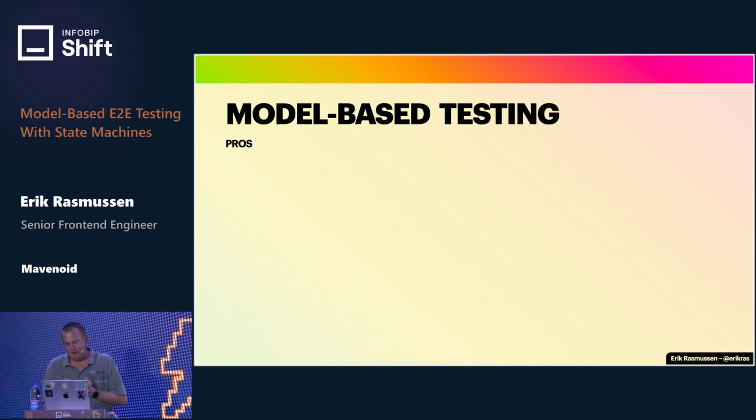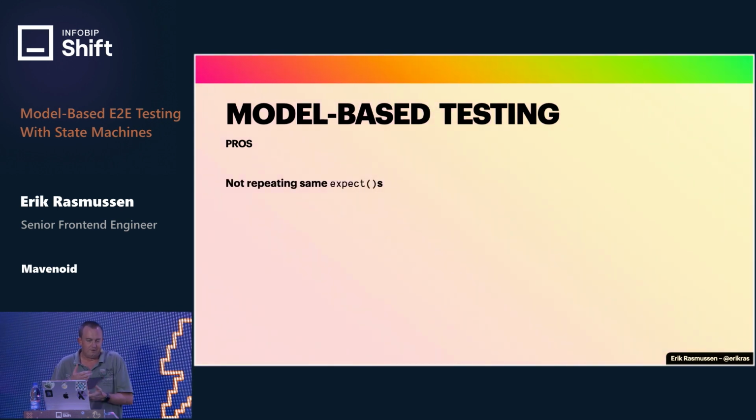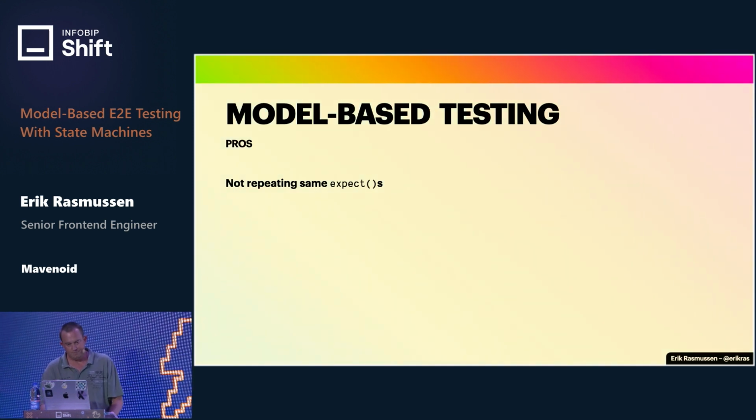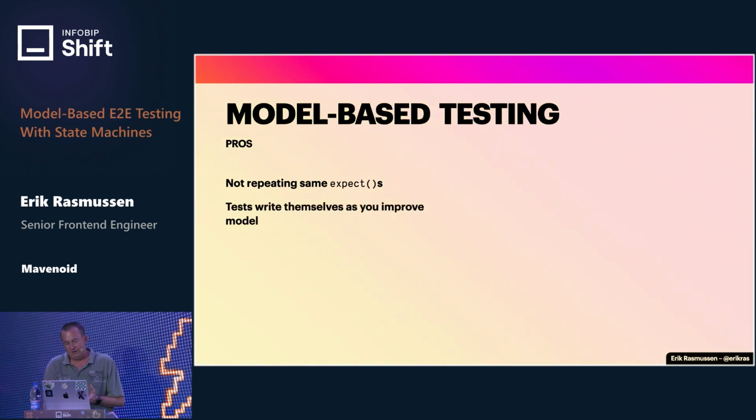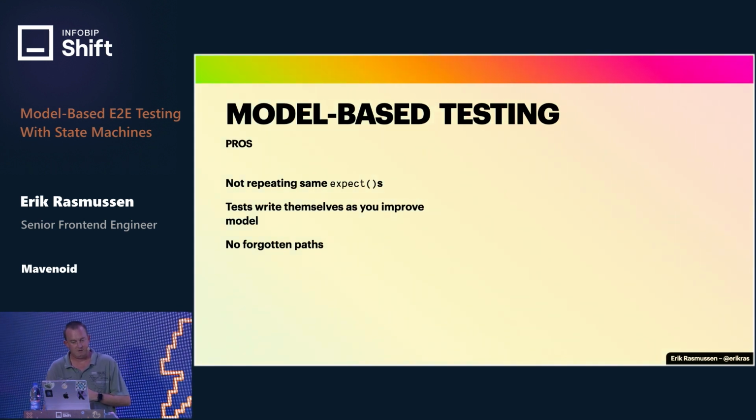So let me quickly recap what model-based testing gives you. You don't have to write the same expect assertions all the time. And yet they do run, because as you're going through the path, it is running those expects all the way. And as you improve your model, the tests write themselves. You get more and more tests. And it's easy, when you're writing tests manually, to forget that there's a possible path through your application. But if your model is more or less sound, then it's going to test all the possible paths.